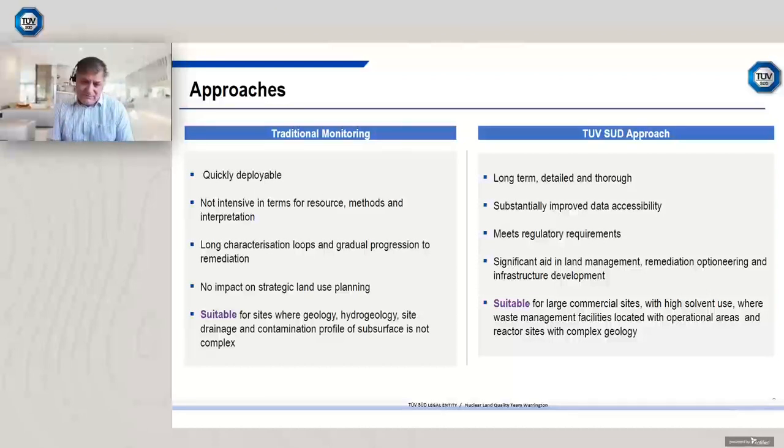And due to the expenditure that's involved and the resources that are needed to be deployed, I would say it's suitable for commercial sites, large commercial sites, which have some signatures. For example, high solvent use, waste management facilities located near the operational areas, and reactor sites with complex geology. So these are, it's not a comparison, but they are within their brackets.